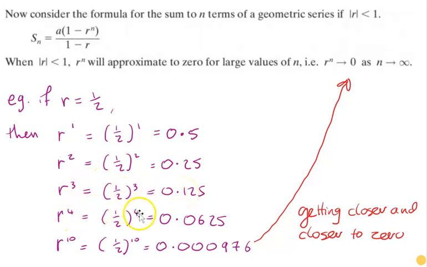r to the power of 4 is a half to the power of 4, which is 0.0625. And r to the power of 10 is a half to the power of 10, which is 0.000976. So notice that the bigger the power gets, the closer this number gets to 0. So we're getting closer and closer and closer to 0. So as n approaches infinity, the bigger that n gets, the closer r to the power of n gets to 0.